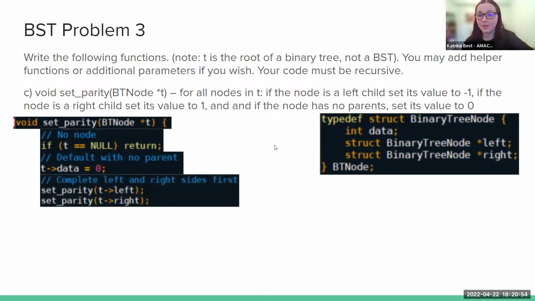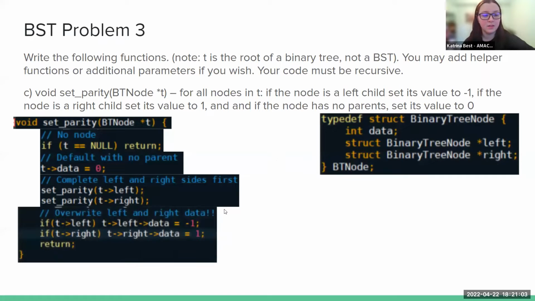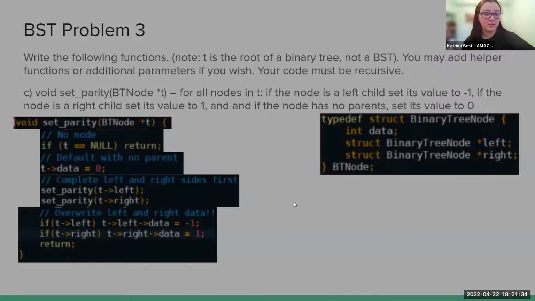Then you're going to go down the left and right first before you evaluate what the actual node you're looking at is. So you go down the left and right side, and you set them all equal to 0. Then, if you have a left side or a right side, overwrite that data. Whatever was in there, if it's a left child, set it to -1. If it was a right child, set it to 1. And then you return, you keep going up the tree. And I believe that's it.